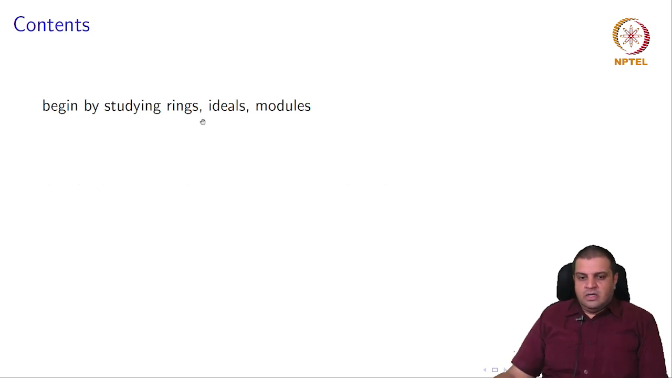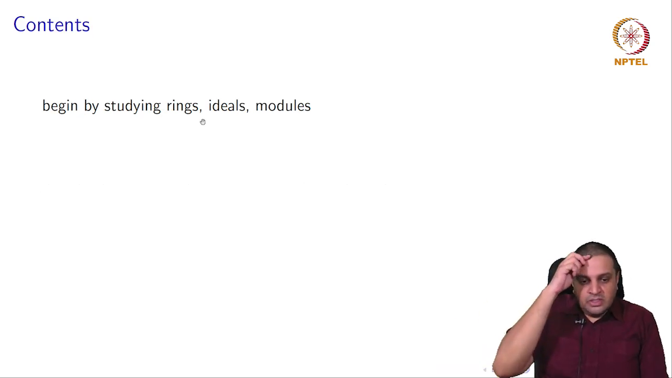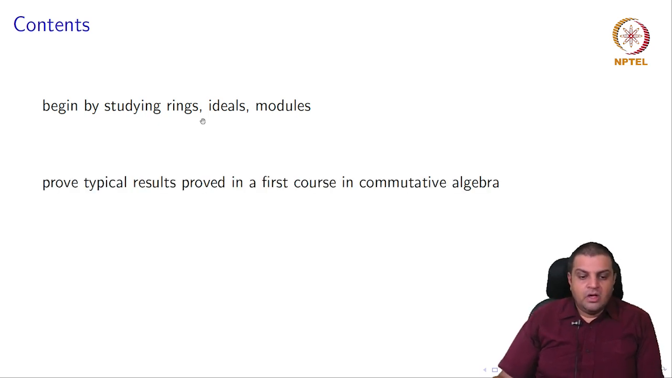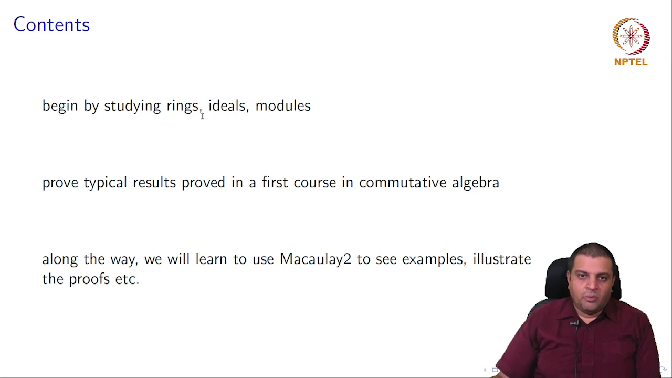So here I'll go over the content of this course. We will begin by studying rings, ideals, and modules. And we will prove typical results that are proved in a first course in commutative algebra. So essentially, we will learn everything from scratch. However, the pace might be slightly different because we also have to incorporate computational aspects, and we may not prove all the results in the typical generality that is proved in a course in commutative algebra, because we would like to emphasize things in which computational techniques are effective.